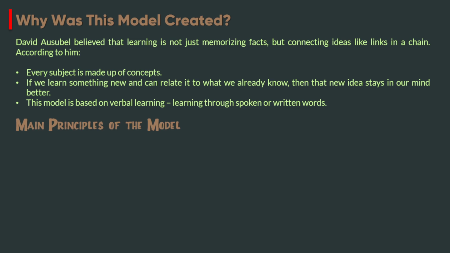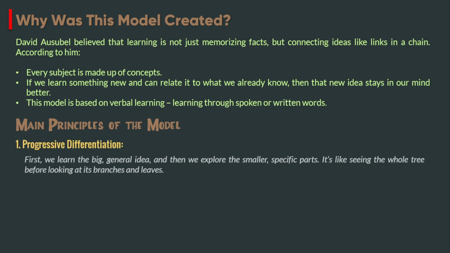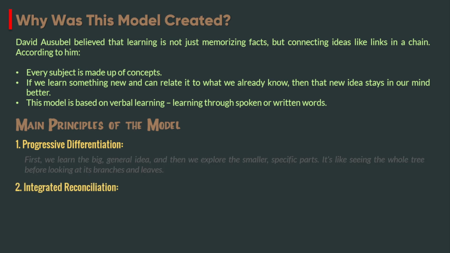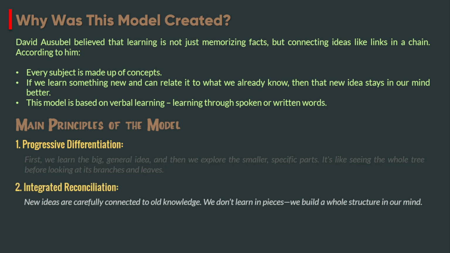The main principles of this model are: first, progressive differentiation. First, we learn the big general idea and then we explore the smaller specific parts. It's like seeing the whole tree before looking at its branches and leaves. Second one is integrative reconciliation. New ideas are carefully connected to old knowledge. We don't learn in pieces, we build a whole structure in our mind.